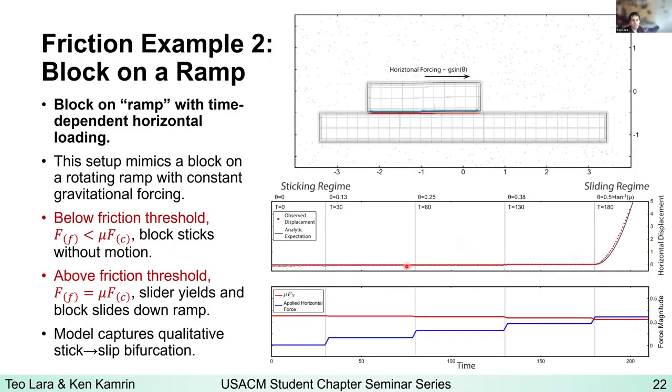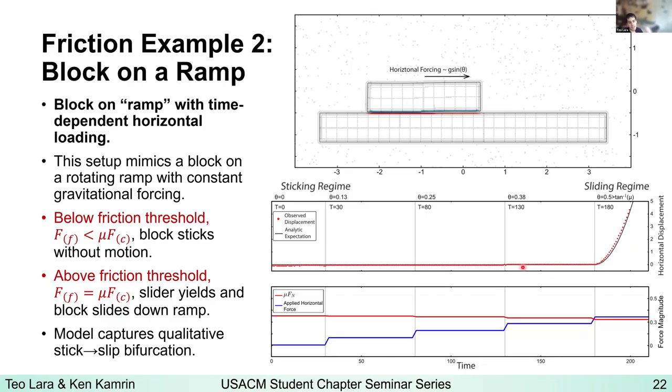A second example, this is a little block sliding on a ramp, back to whatever the first physics class you ever took. This block at a certain angle will begin to slide down the ramp. Same thing here, we just have this horizontal forcing, which slowly increases over time. When there is less horizontal force than the normal force times the coefficient of friction, so in this regime from time equals 0 to time equals 180, the block stays in place and doesn't move, right? This is the sticking regime where there is enough friction force to keep the block from slipping down the ramp.